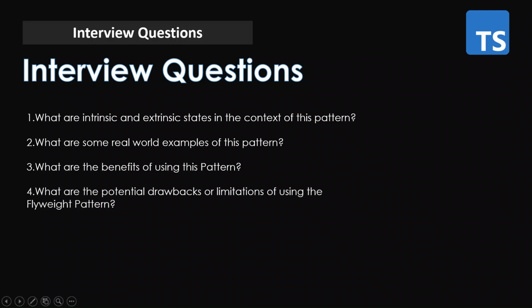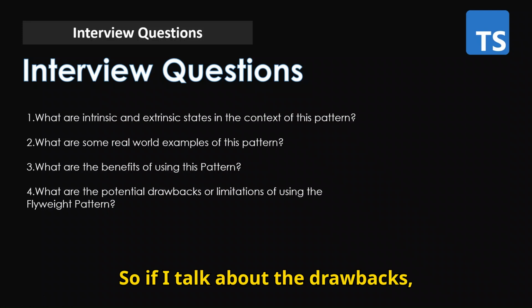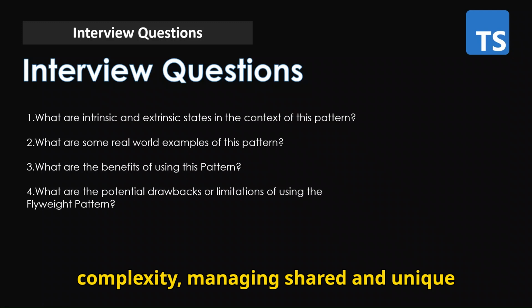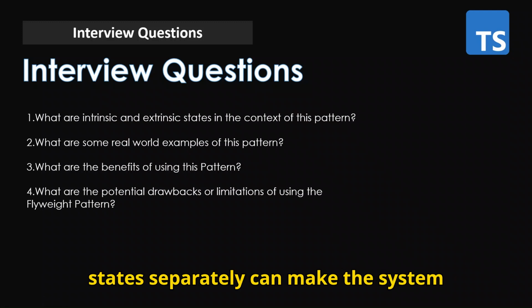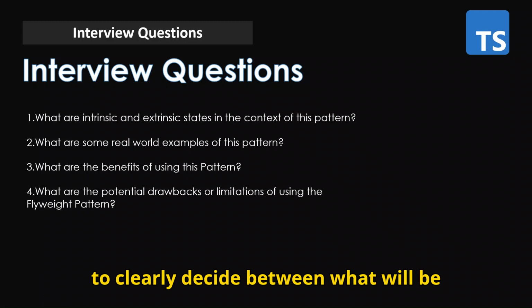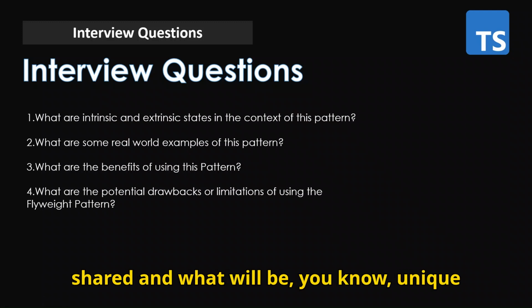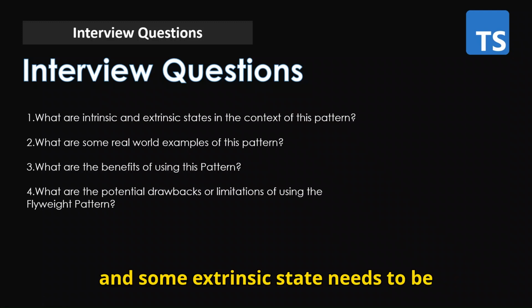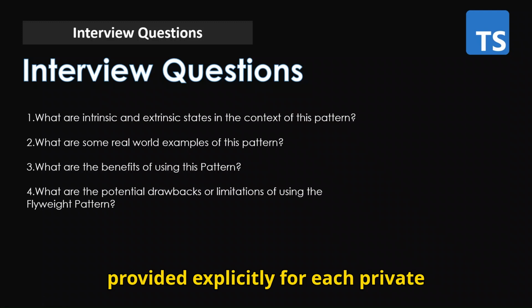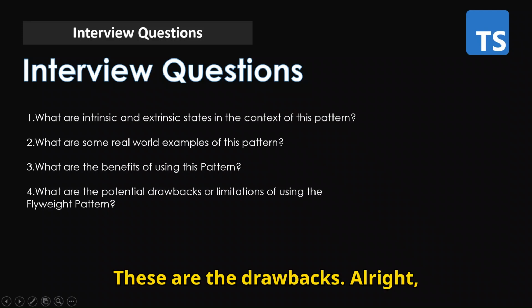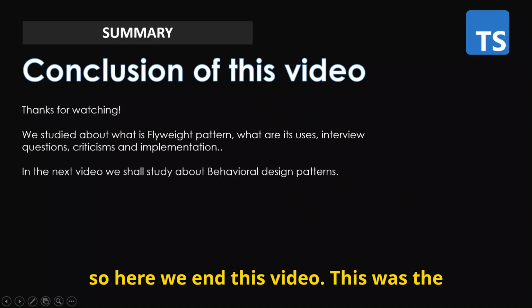Now, drawbacks. If I talk about the drawbacks, one major drawback is increased complexity. Managing shared and unique states separately can make the system more complicated. Obviously, you have to clearly decide between what will be shared and what will be unique. And some extrinsic state needs to be provided explicitly for each flyweight method call as well. These are the drawbacks.